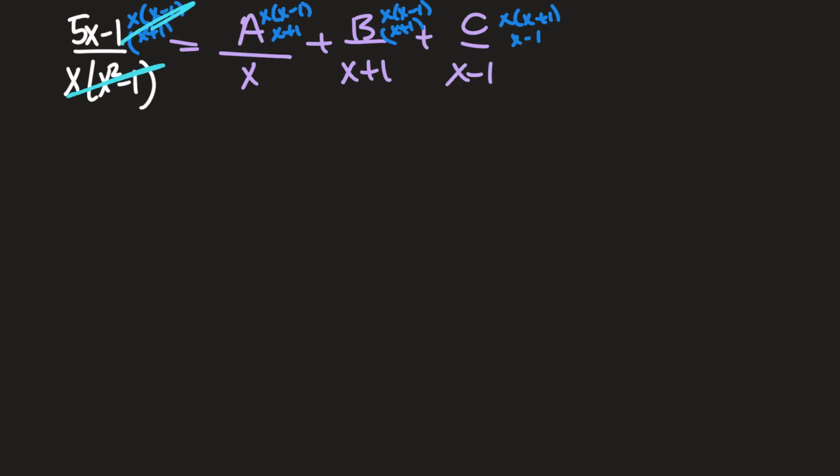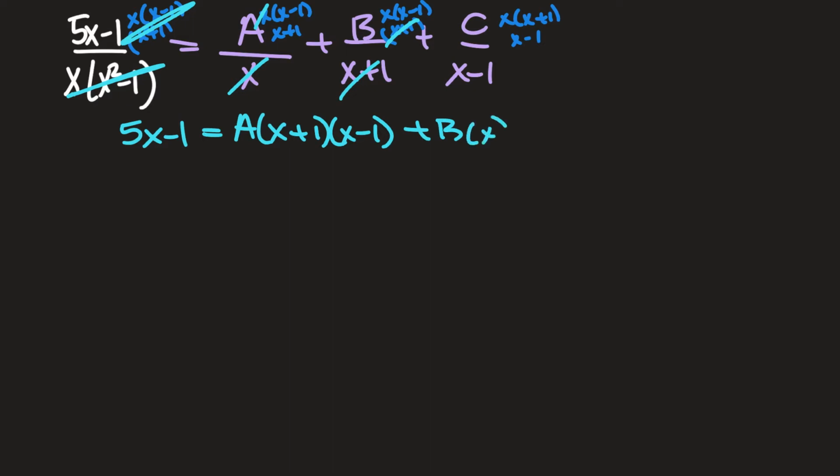So the whole denominator goes away and leaves me with 5x minus 1. The x goes away and leaves me with a times x plus 1, x minus 1, plus b. So the x plus 1 goes away, leaves me with x and x minus 1. And c, the x minus 1 goes away, leaves me with x and x plus 1. Okay, so then we need to pick our values of x.